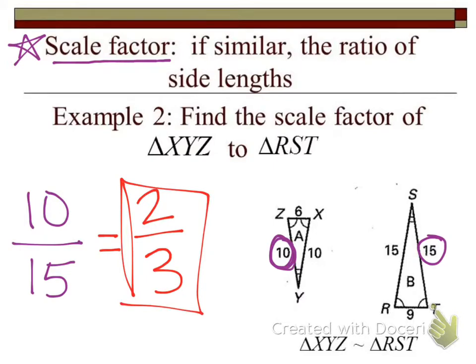Now, remember I said it doesn't matter which sides you pick as long as you're picking the ones that are corresponding, the ones that match up. If we would have picked 6 for our top number, we would have had to do 9 for the bottom number. 6 over 9 reduces to 2 over 3. So no matter which sides you pick, once you reduce, the scale factor should be the same. The important thing with scale factor is to go in order. Whichever triangle they ask for first goes on top. Whichever triangle they ask for second goes on bottom.